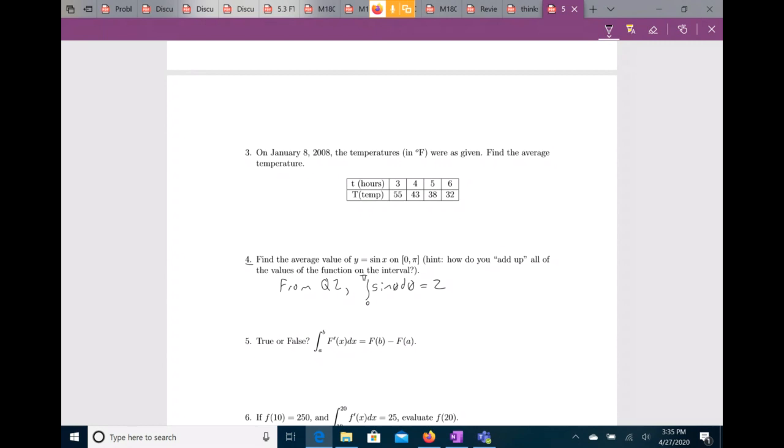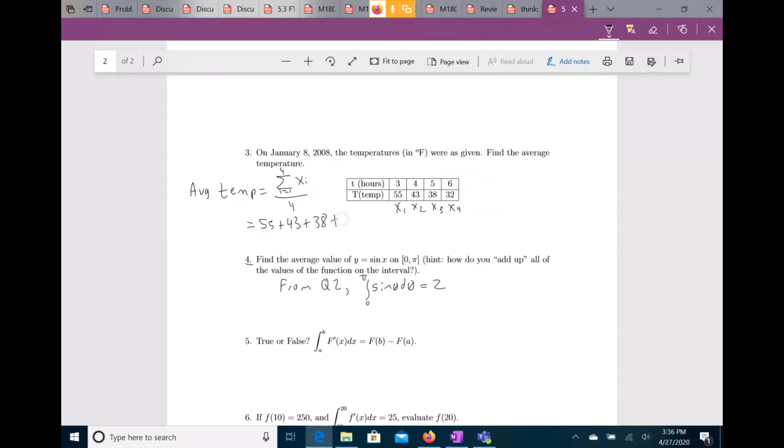Right. So in the discrete case, how do we take an average? We just add things up and then divide by how many units we added up. So we add them up and then divide by the number of points. So you take 55 plus 43 plus 38 plus 32 and divide by 4. And this would get you 42 degrees Fahrenheit.